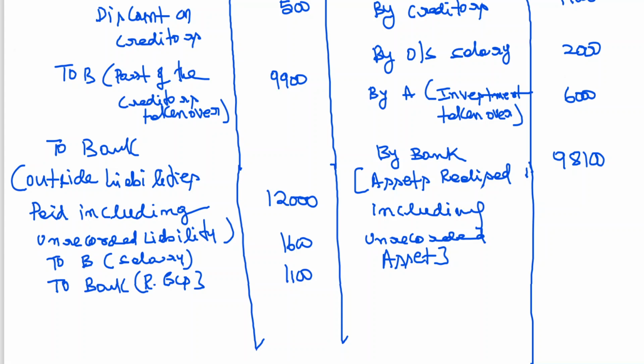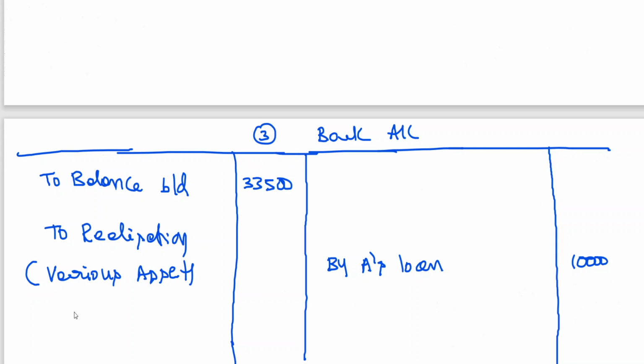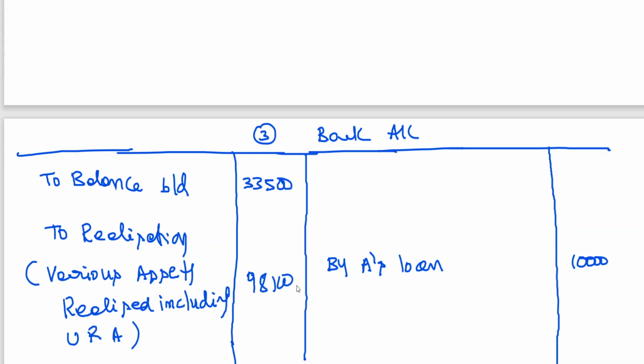Then let me finish off this one. Assets realized. Entry: bank to realization. In bank account, to realization, various assets realized, including unrecorded asset, 98,100.